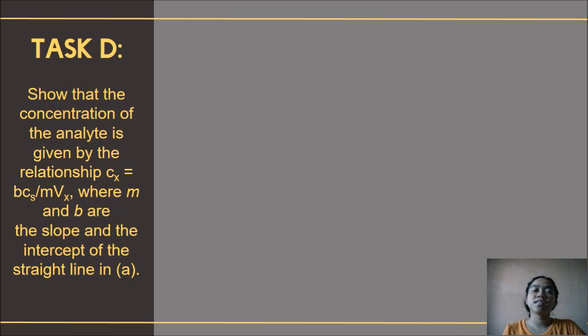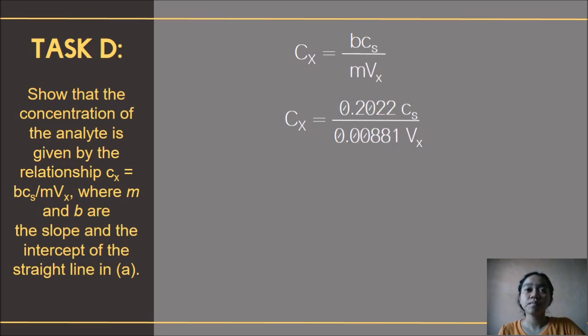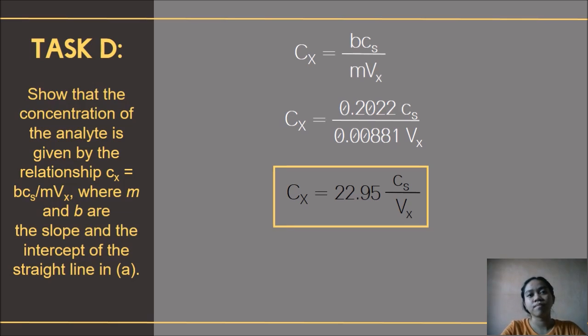We know that it is given Cx equals B Cs divided by mVx. Now we just need to put the values of b and m, which we were able to solve in letter A, in the equation of the line. We just need to put those values, and we now have this equation. This is now the answer for our task D.